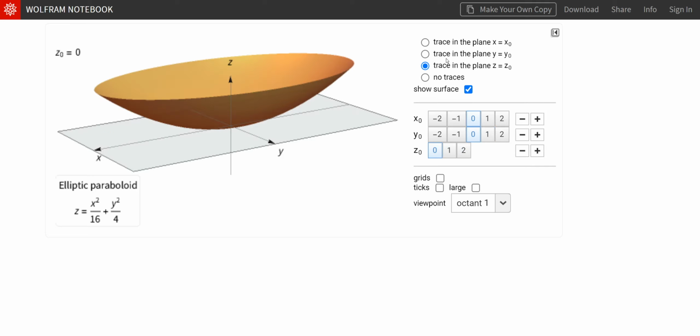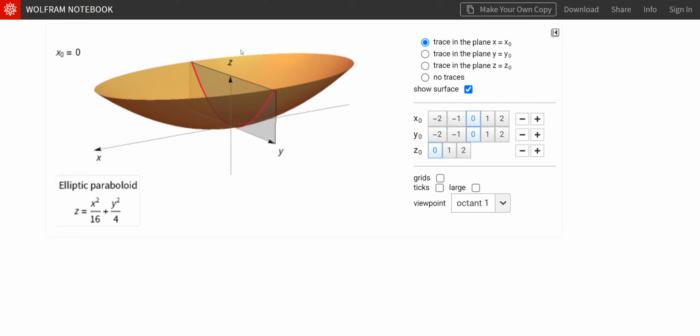Let's look at xz traces. I get parabolas. And then if I look at yz traces, again, I get parabolas. So two of the basic traces are parabolas, and then the other trace is ellipses. And you might imagine what happens if I switch x and z here. If this was, say, x equals z squared over 16 plus y squared over 4, something like that, what would that look like? Notice here the z is determining the orientation of this elliptic paraboloid.